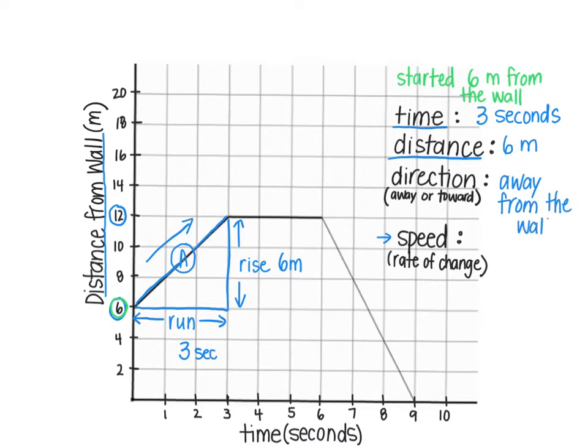We can use this information to figure out the speed. To find the speed or the rate of change, we're going to need to do a calculation of rise over run. And we'll use that information that we got from up above. So we know that the distance is going to be the rise and the time is going to be the run. In this case, we have a rise of 6 and a run of 3. When we divide the top number by the bottom number, the numerator divided by the denominator, 6 divided by 3 will give us 2. And don't forget that we always need to include units with a rate of change. So in this case, it's going to be meters per second.